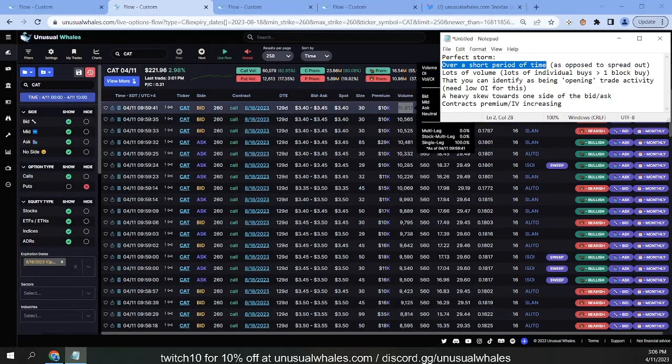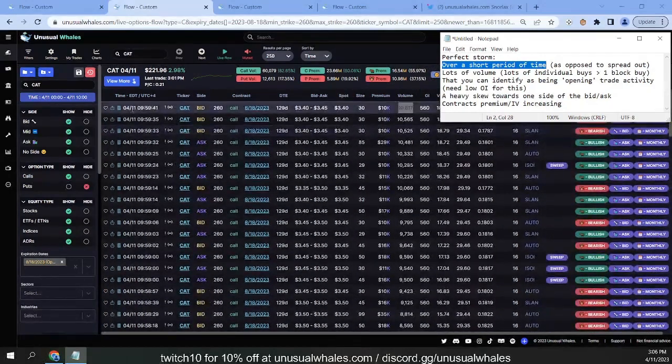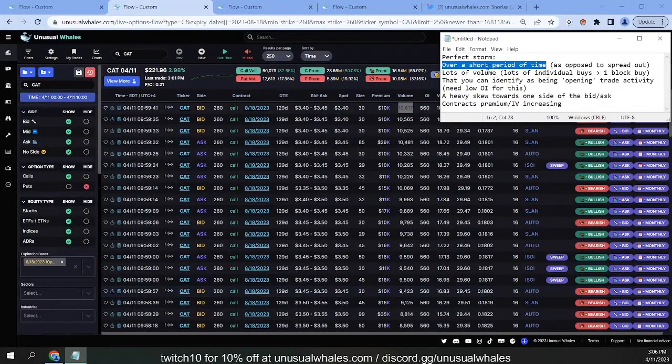So we're not just using 10,000 volume as a data point. We're using 10,000 volume over the course of 4 minutes. Okay, so there's another data point: 10,000 volume over the course of 4 minutes. So here the first two things have been satisfied. Can we identify this as being opening trade activity?